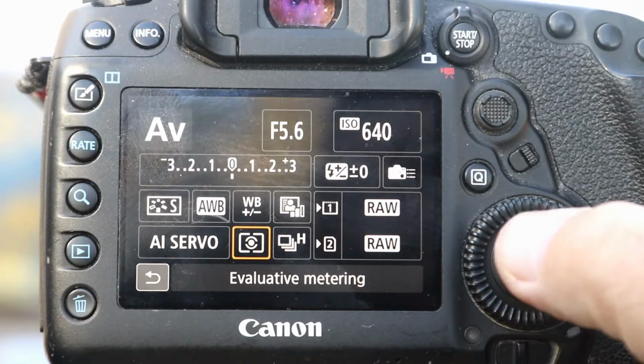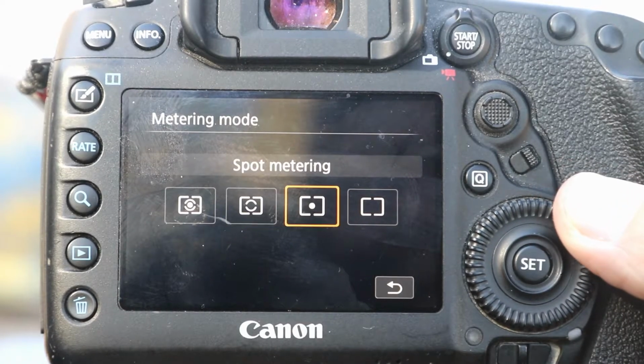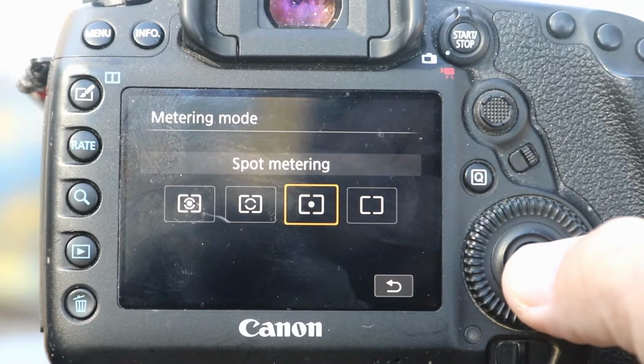Tip number 3 is spot metering. I believe this should be the default setting for every camera that's sold in the market. Unfortunately, it's not. What most cameras do is they try to meter for the entire scene. And when you're taking pictures of wildlife, especially birds that are in a bush or something like that, you don't want that. You want the camera to meter for the point that you're focusing on.